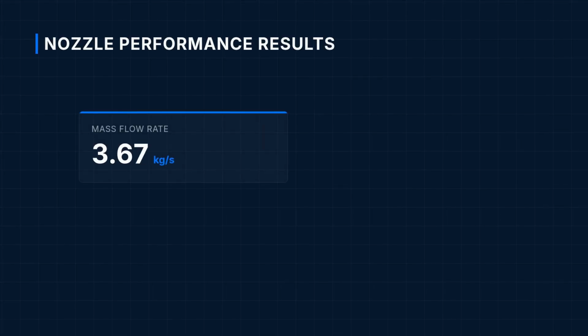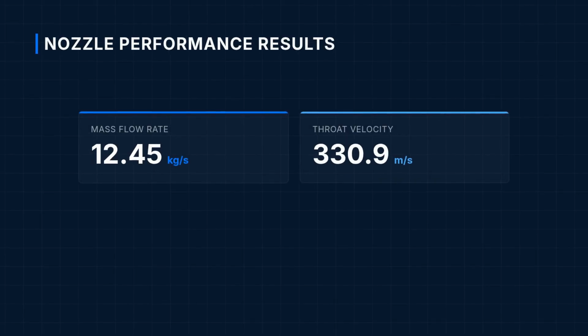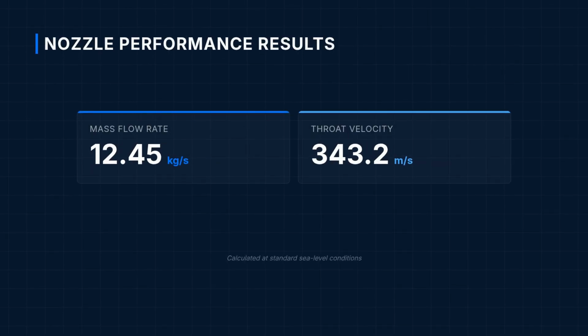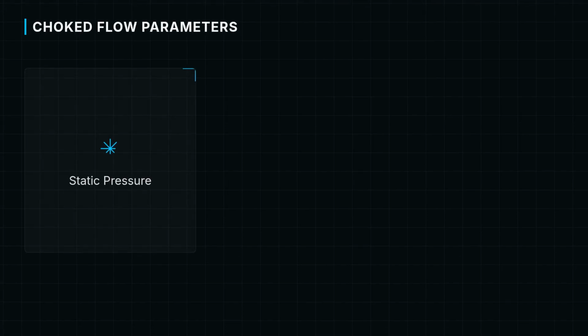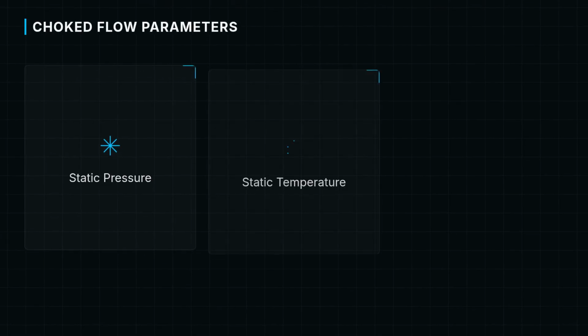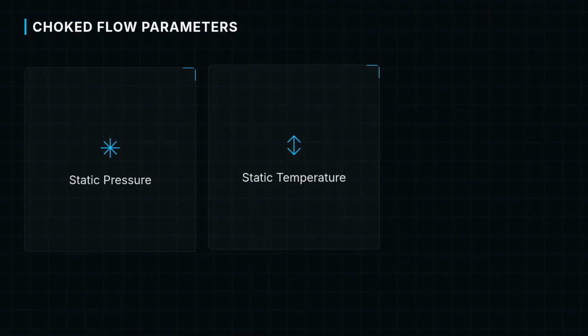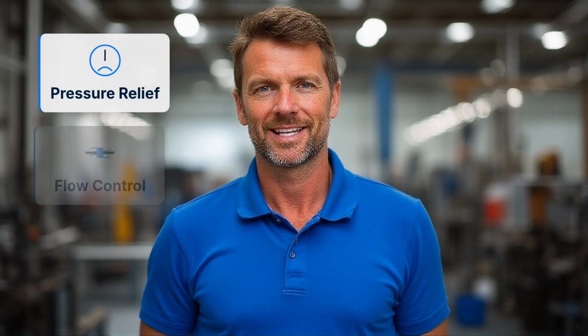The results show the mass flow rate through the nozzle, the velocity at the throat, which equals the speed of sound, the static pressure at the throat, the static temperature at the throat, and the density of the gas at these choked conditions. These values are essential for designing pressure relief systems and flow control devices.